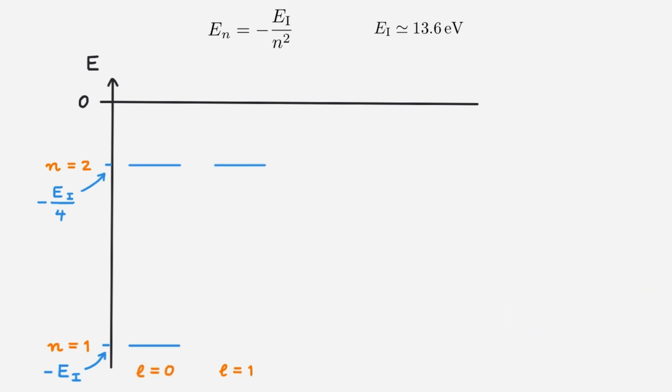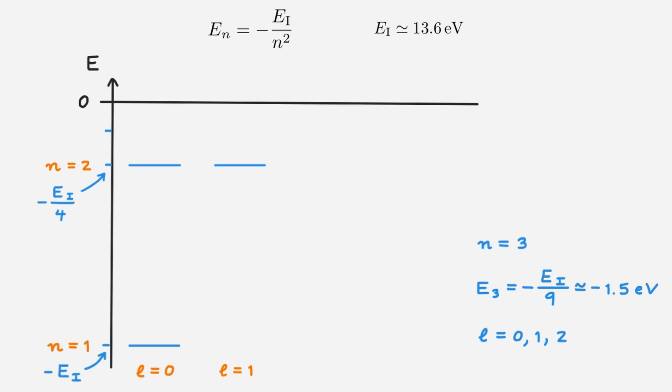Let's make some room again. And we will now consider the second excited state, n equals 3. The energy is equal to minus the ionization energy over 9, which has a numerical value of about minus 1.5 electron volts. For n equals 3, we have 3 possible values for the azimuthal quantum number, and that is l equals 0, 1, and 2. Going to the diagram, the energy will be here, but we won't explicitly write it so that we don't clutter the diagram.